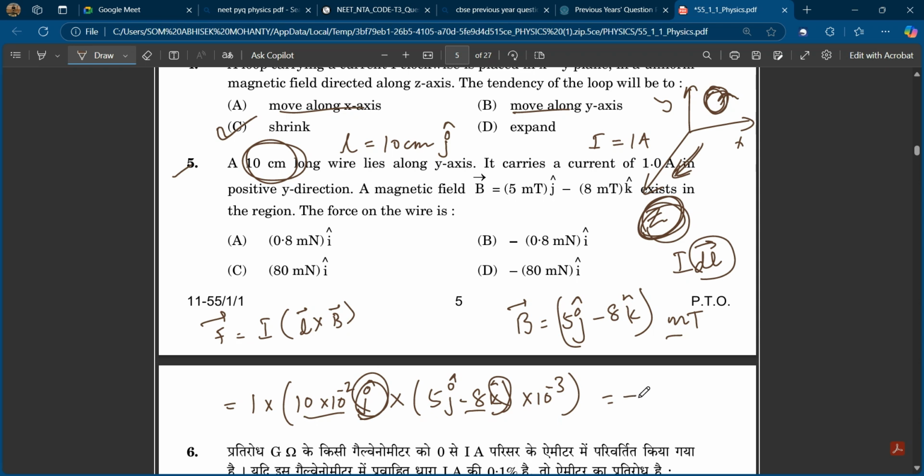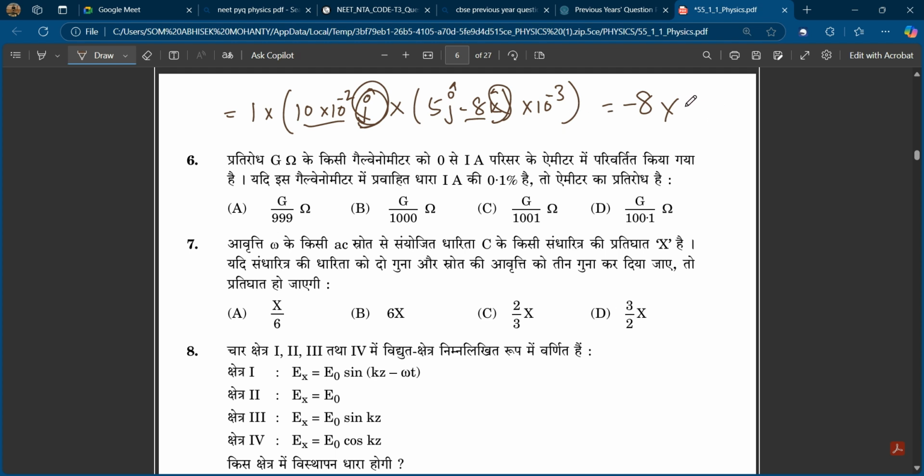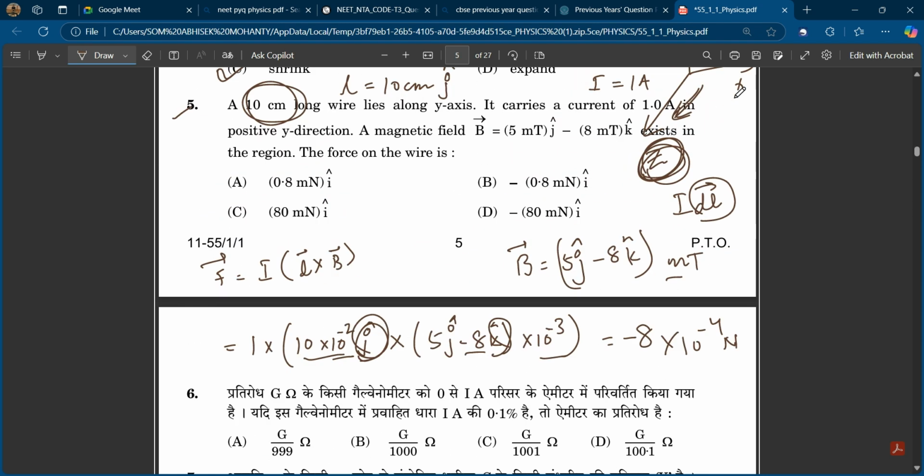The answer will be minus 8 into 10 to the power minus 3, minus 5, minus 4, and this is Newton. So 8 into 10 to the minus 4. So we can write it as minus 0.8 millinewton, correct? So this option B is the correct answer.